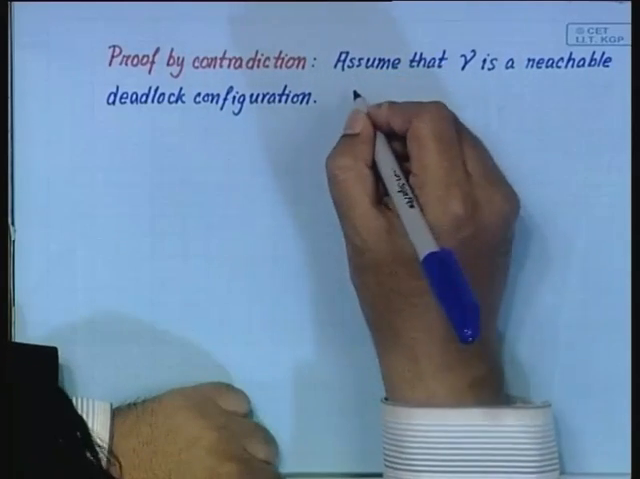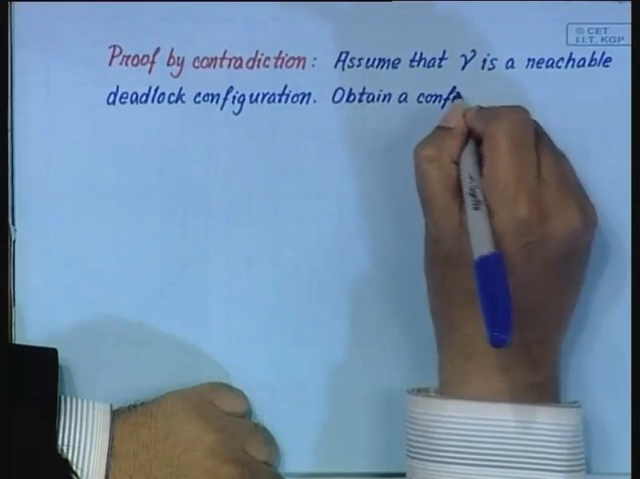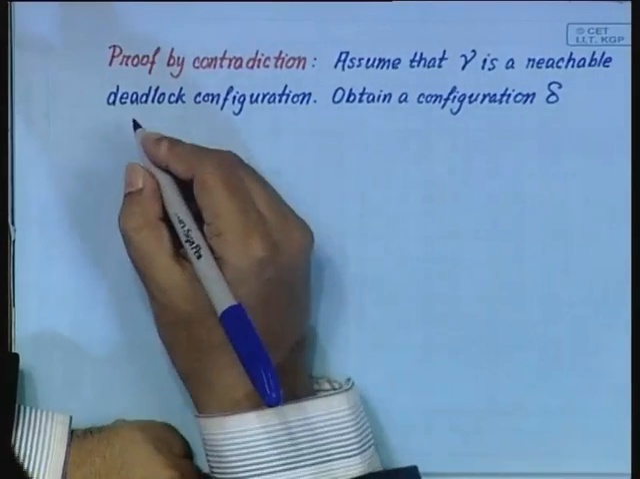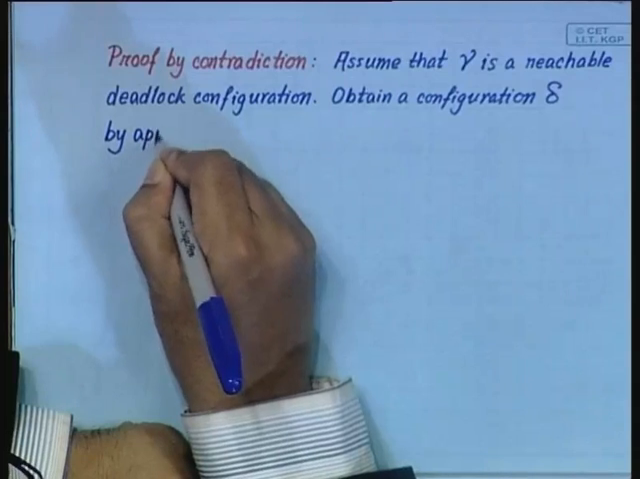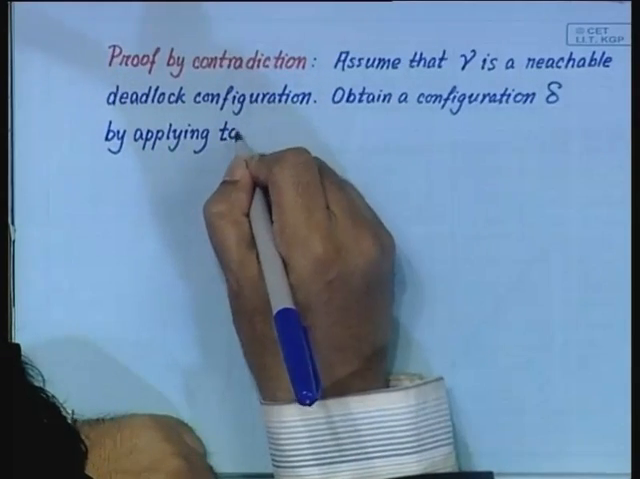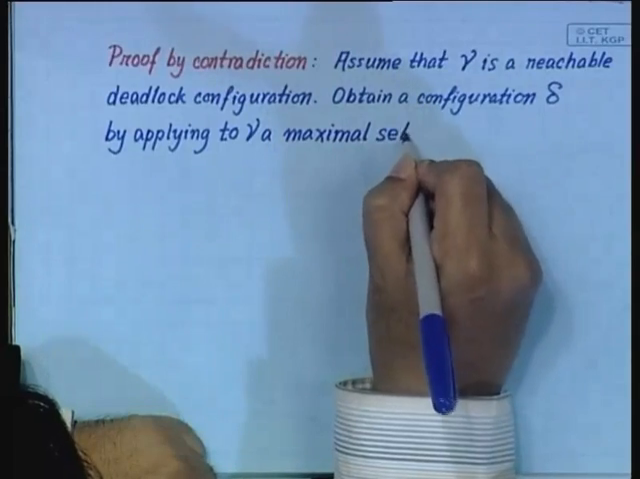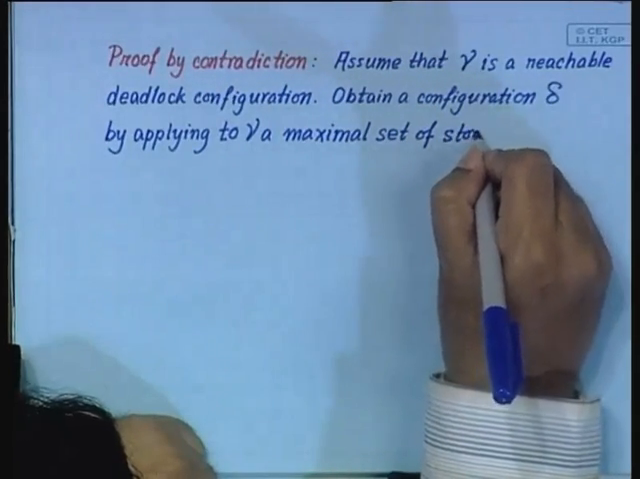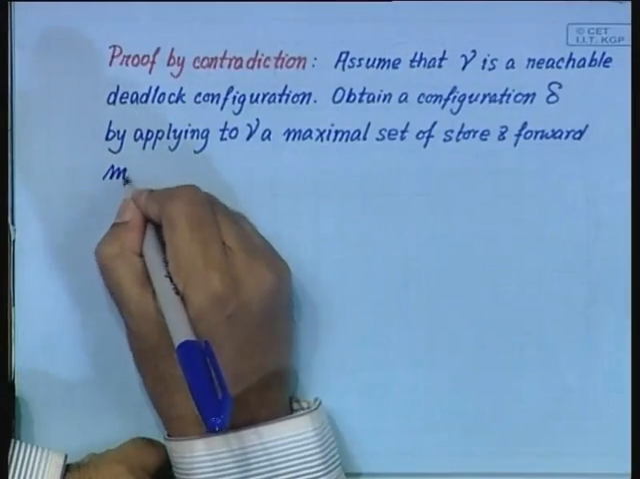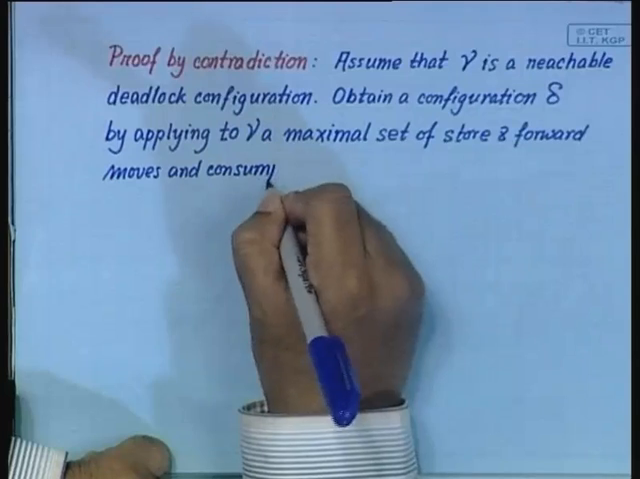Now, what we do first is that we obtain a configuration delta by applying to gamma a maximal set of store and forward moves, and of course consumption moves. Now let us understand what we mean by this.